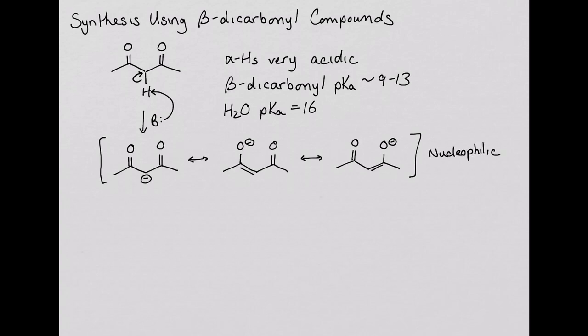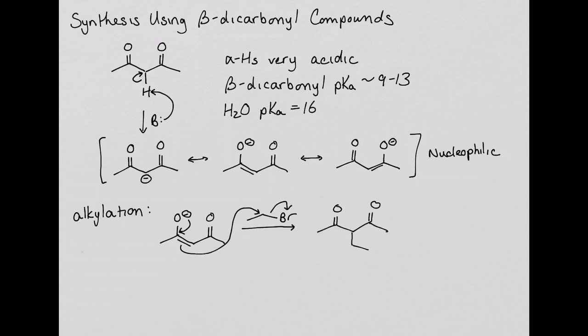It can be used as a nucleophile in alkylation reactions, where the enolate is reacted with an alkyl group with a good leaving group, such as an alkyl halide, in an alpha substitution reaction. The enolate can also be acylated, where the enolate is reacted with an acid chloride to produce the acylated product.